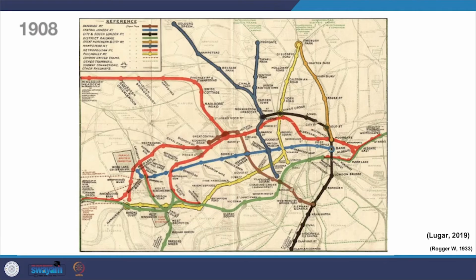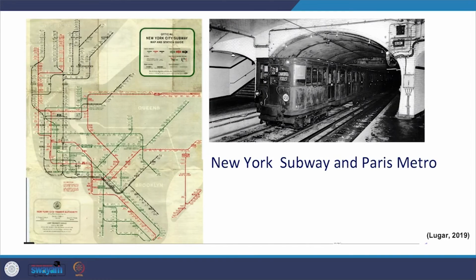Metropolitan transit systems were another innovation of the time. London's Metropolitan Railway, sometimes known as the Underground, was the earliest and largest comprehensive metropolitan rail network, already very extensive by 1908, as shown in the picture. Likewise, we see the same for New York and Paris.